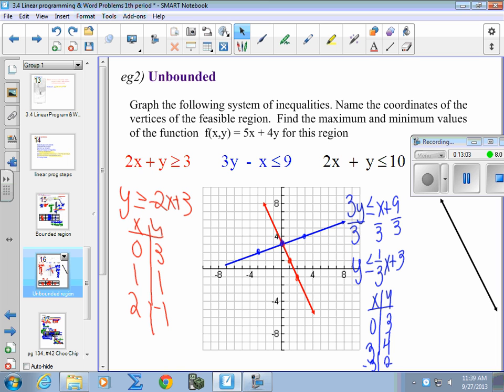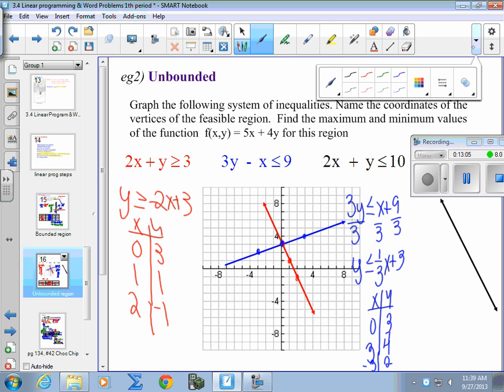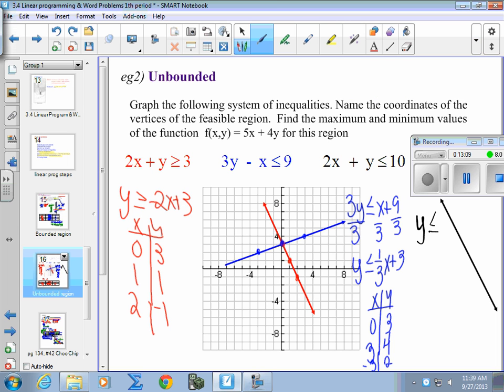Our next equation is y is less than or equal to negative 2x plus 10. So if we plug in 0, we get 10. We plug in 2, we get 6. We plug in 3, we get 4. So we have 0 and 10, we have 2 and 6, we have 3 and 4.